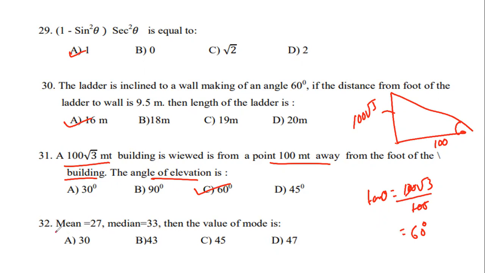Next, mean, median, then the value of mode is dash. Yes, empirical relationship between them. Just now in previous paper I discussed it. Solve this one by your own and send your answer in comment box. Okay, which option is right for this one? 32nd question.